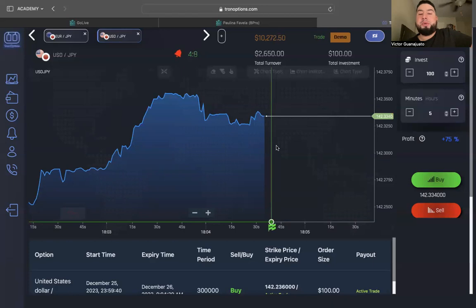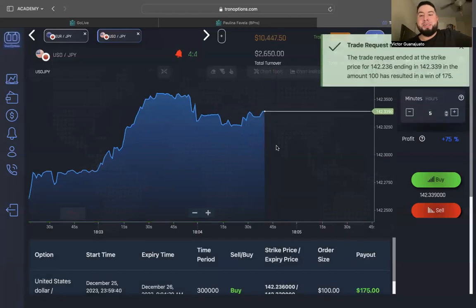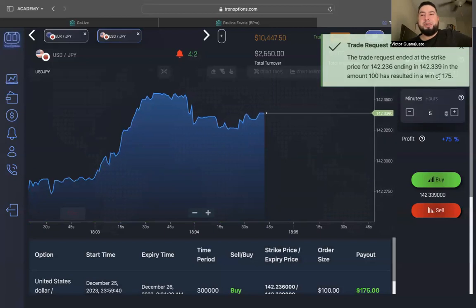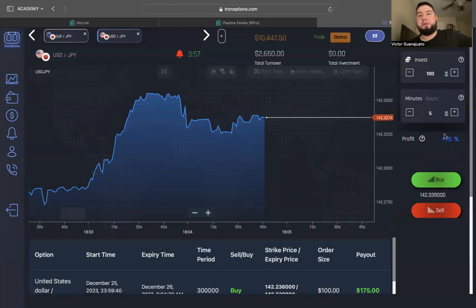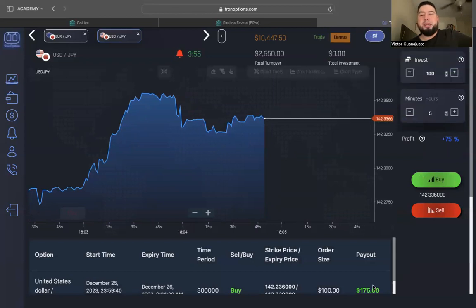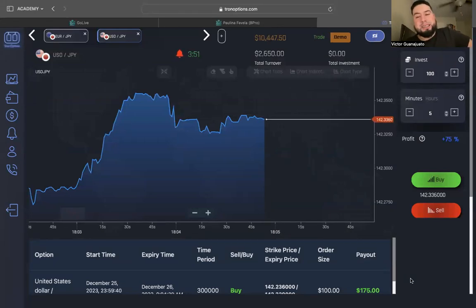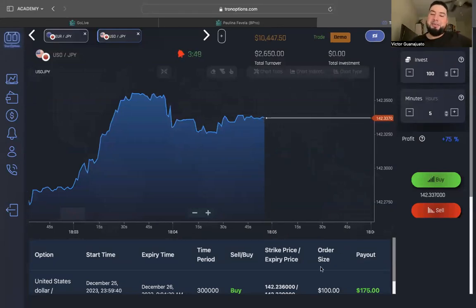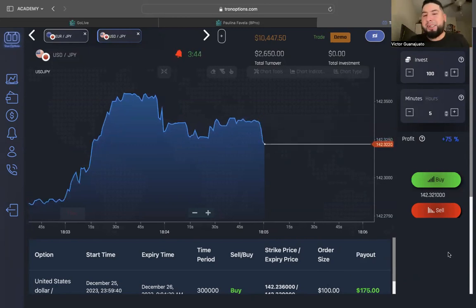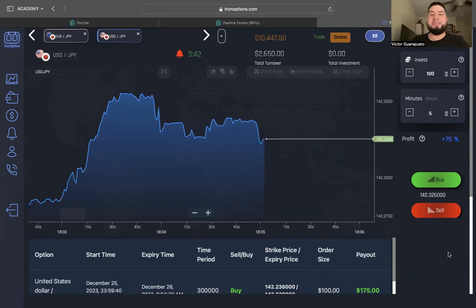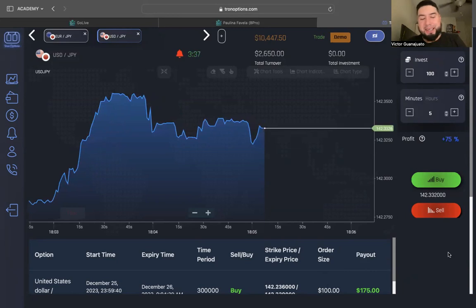And as you guys can see on screen right now, this example is gonna be a W, and you can see right here that it is a win of 175. We invested 100 and we received 75% of profit. So we made basically $75 in only 5 minutes. Like I said, in order for you to reach this level of investment, you have to have a lot of money inside the broker, for you to invest money like that.